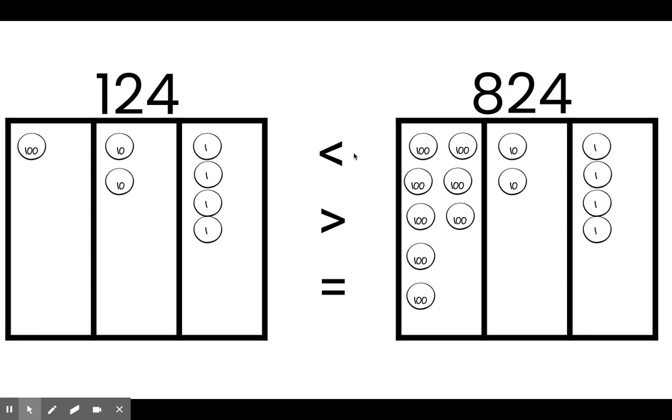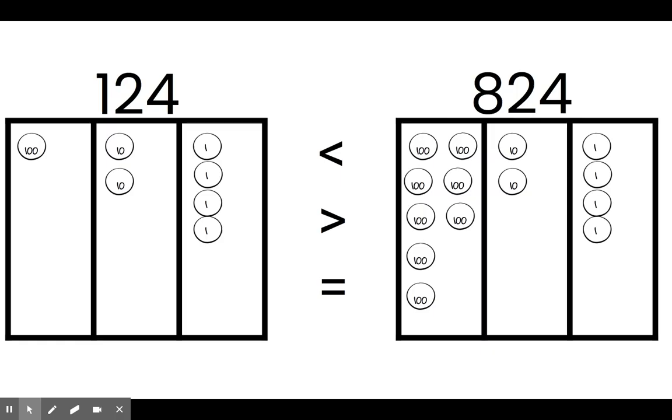Now, I need to decide which symbol would best fit in this expression. 124 is, would we say less than 824? Would we say greater than 824? Or would we say equal to 824? In order to know this answer, remember, we compare units. Our units are hundreds, tens, and ones. By looking at the largest unit first, this can often help us decipher which number is larger or greater, which number has a greater value or quantity.